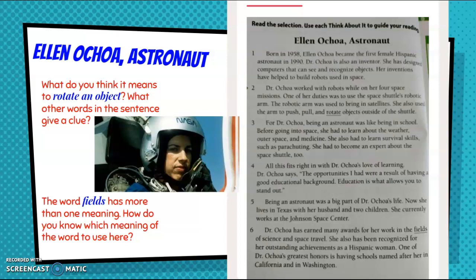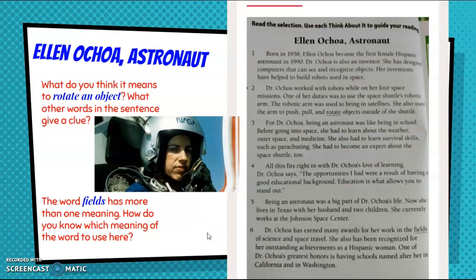Ellen Ochoa, Astronaut. Born in 1958, Ellen Ochoa became the first female Hispanic astronaut in 1990. Dr. Ochoa is also an inventor. She has designed computers that can see and recognize objects. Her inventions have helped to build robots used in space. Dr. Ochoa worked with robots while on her 4 space missions. One of her duties was to use the space shuttle's robotic arm. The robotic arm was used to bring in satellites.